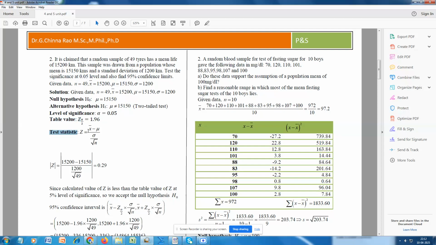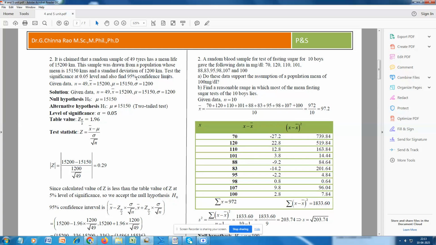Test statistic z is equal to x bar minus mu by sigma by root n. Substitute the above values in this formula, we can get 0.29. Okay, 0.29 is certainly less than 1.96. So we accept null hypothesis H naught. That's enough. And also here we have to find 95% confidence limits.